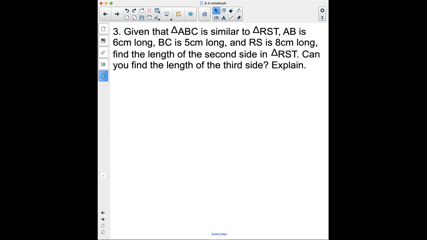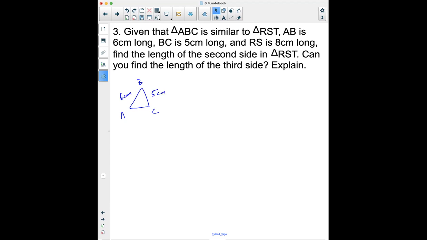So this question here: given that triangle ABC is similar to triangle RST, we have a couple dimensions of triangle ABC, and we're looking to find a missing length in triangle RST. So let's draw these triangles first, just to help us visualize the problem. Here's triangle ABC. We know AB is 6 centimeters. Remember, this is side AB over here. BC is 5 centimeters long.